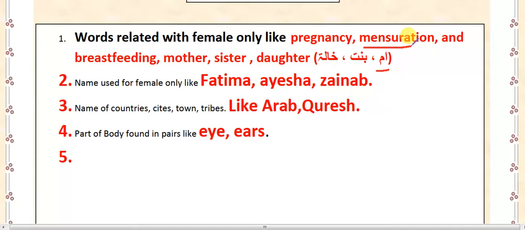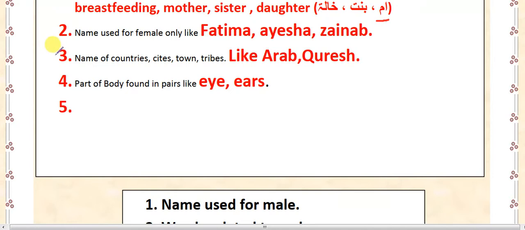I'm sorry, I'm repeating the word again and again, but don't confuse it. Only an ism can be male or female, not every word, because words include ism, fil and harf, all three. So any ism which is only for females is also muannas, even if it doesn't have any property of muannas on it. Okay, the first one we have understood.